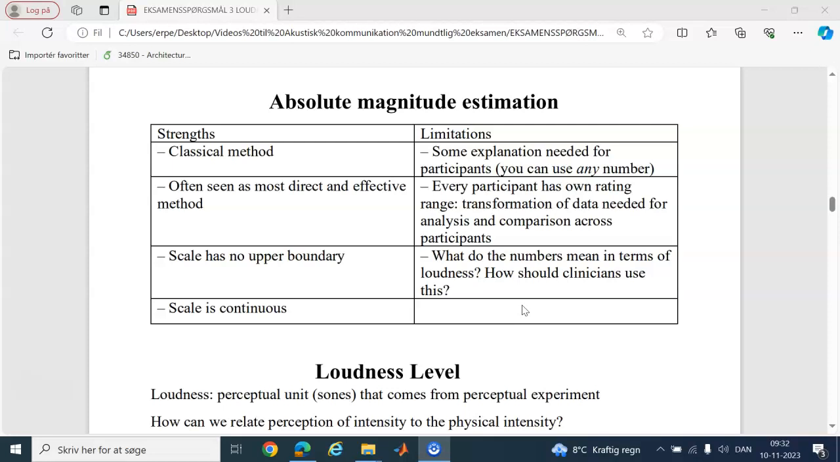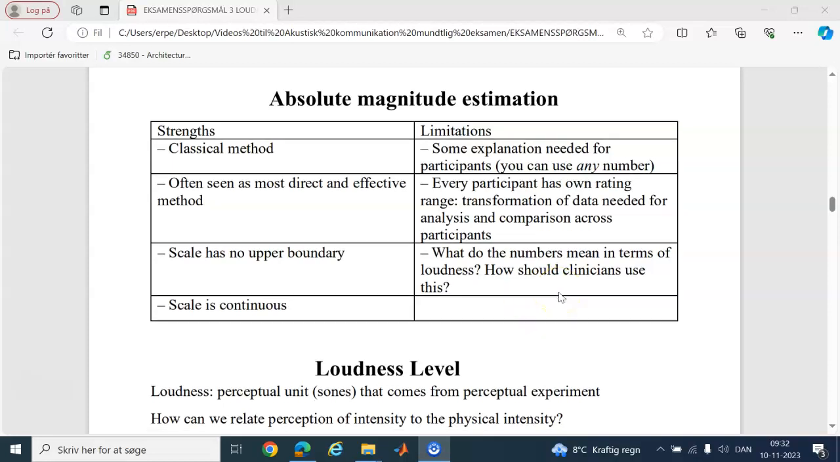Transformation of data needed for analysis and comparison across participants. Yes. So there are a lot of stuff here. What do the numbers mean in terms of loudness? How should clinicians use this?